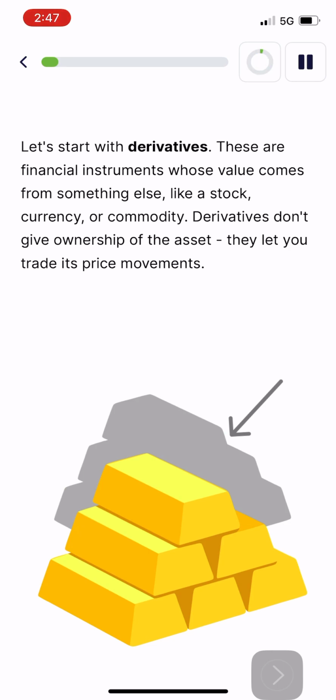Let's start with derivatives. These are financial instruments whose value comes from something else, like a stock, currency, or commodity. Derivatives don't give ownership of the asset. They let you trade its price movements.